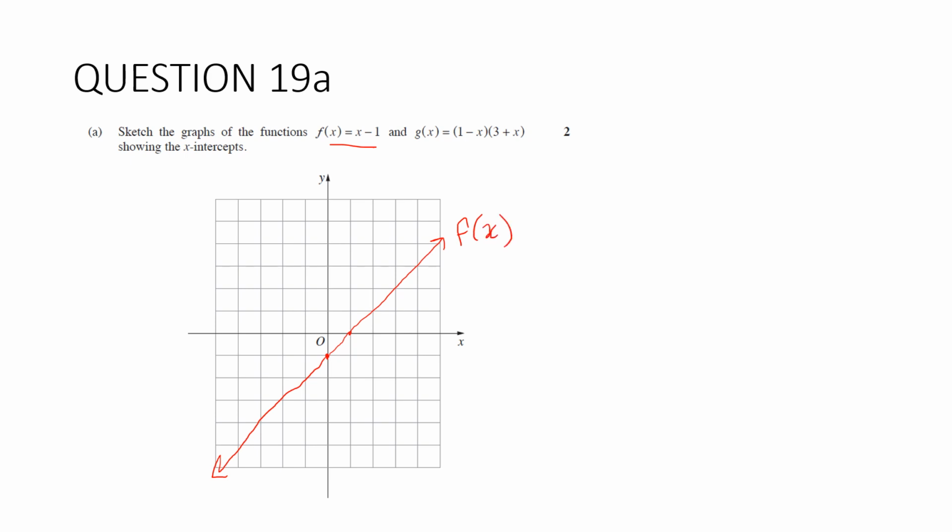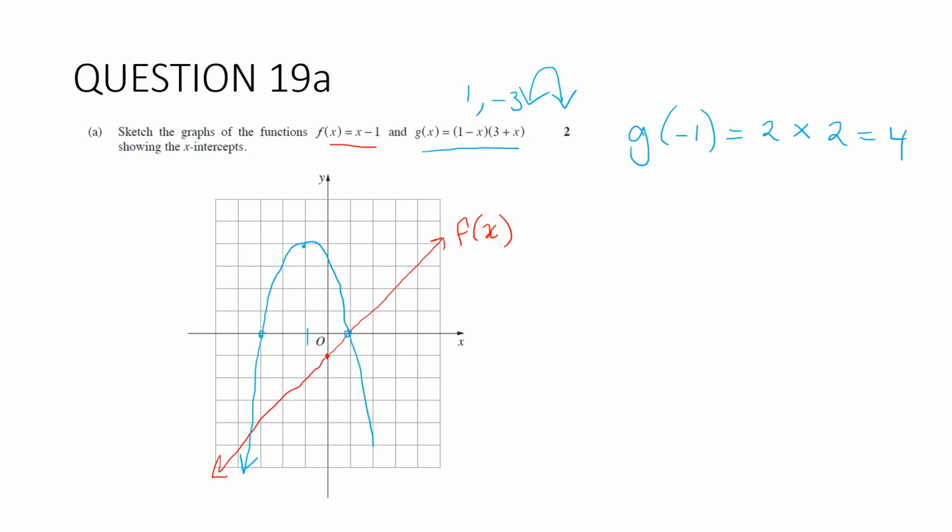Get a different colour. Now this one here, it's an upside down, concave down parabola. It's cutting at 1 and negative 3. So here and here. The axis of symmetry is through negative 1, so let's just substitute that in and get the y coordinate. So 2 times 2 is 4. So it cuts through there. All right. It looks like this. Roughly.